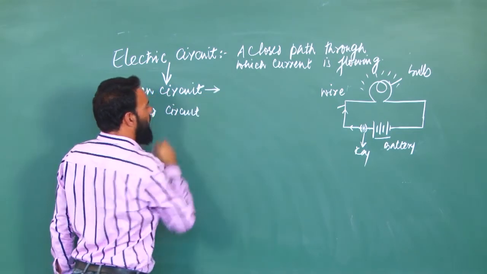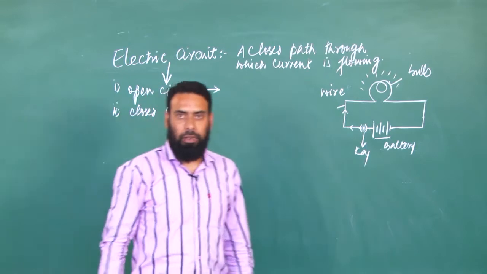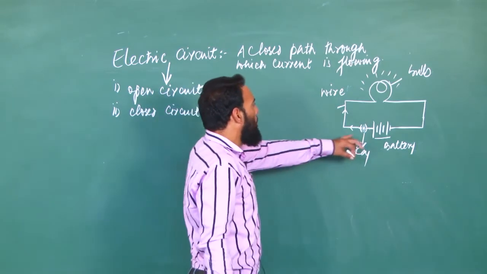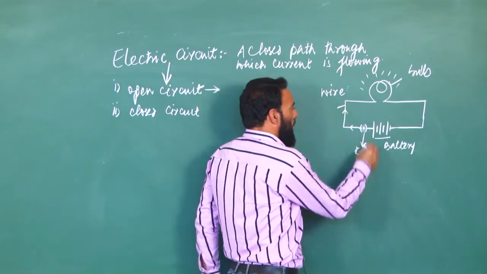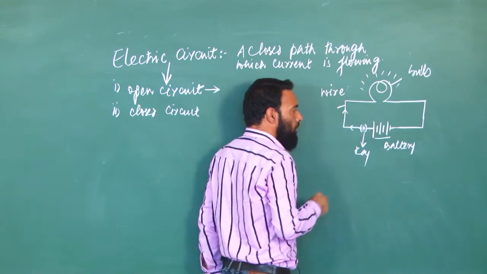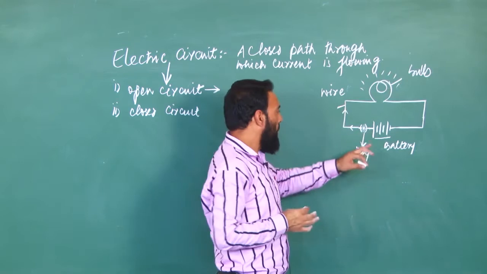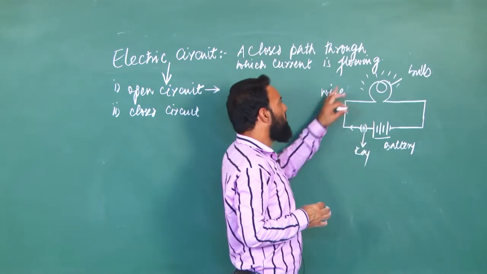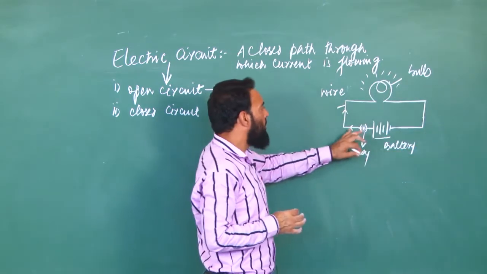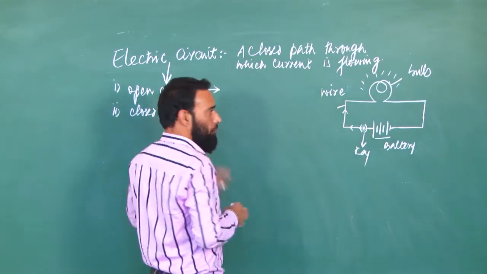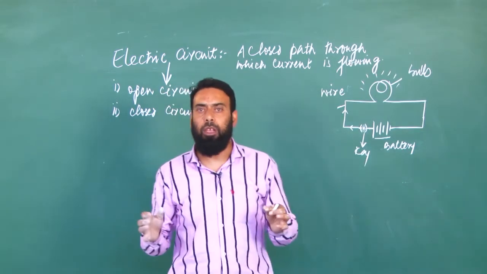Here, open circuit. What does open mean? For example, take this example of this circuit. You see, here the switch is on and current is flowing through the circuit. That bulb is glowing. When the switch is in on mode and current is flowing through the circuit, then the circuit is said to be open.